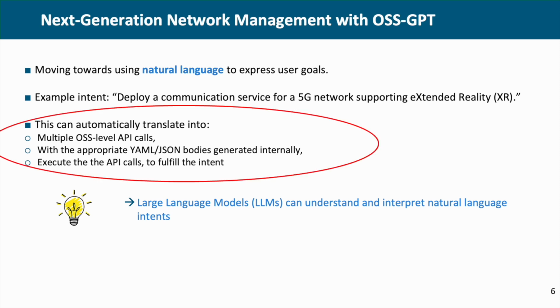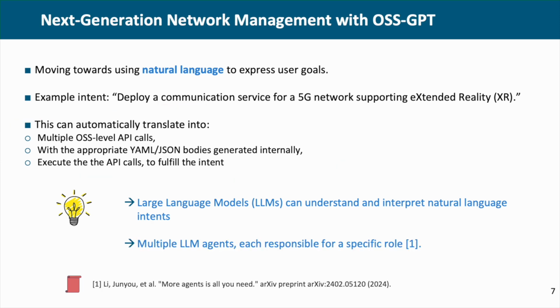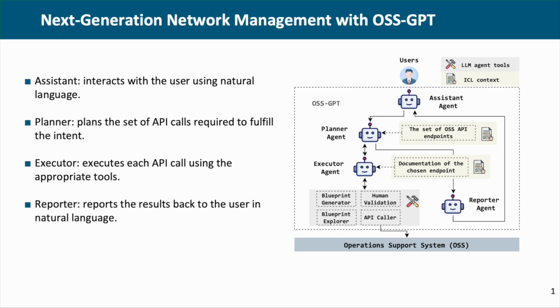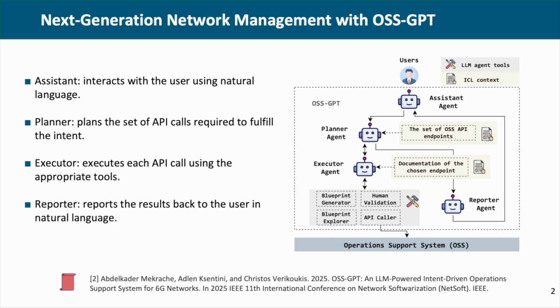However, this task is very complex and one LLM agent cannot handle it. Therefore, in OSS-GPT, we are using multiple LLM agents, each responsible for a specific role. OSS-GPT is composed of 4 main agents: the assistant that will interact with the users using natural language, the planner that will plan the set of API calls to fulfill the intent, the executor that will execute each API call based on some tools, and the reporter that will report back the results to the users using natural language.